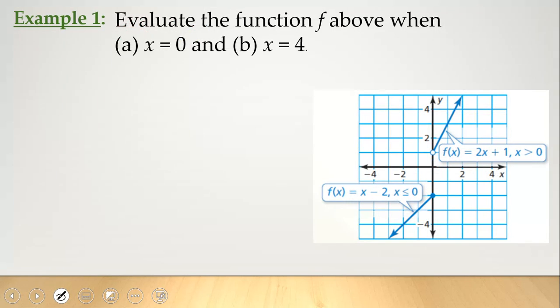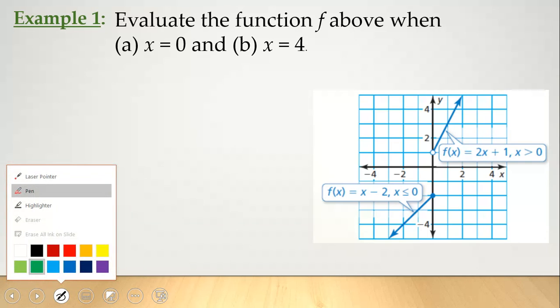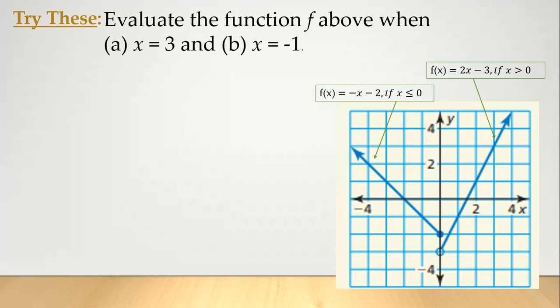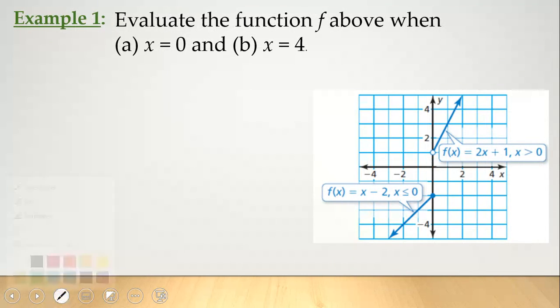So evaluate the function above when x is equal to 0 and when x is equal to 4. So all you're doing is you're looking at the graph. Now, this becomes a little bit tricky because of your x value equal to 0. So there's really 2 points here that we care about. Right? We have this point and we have this point. And both of those are x values equal to 0.